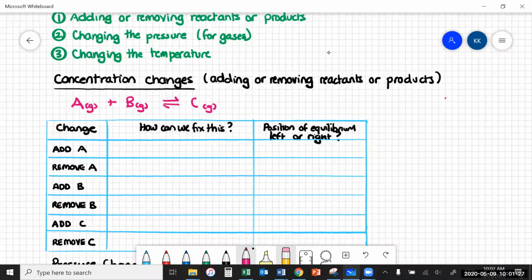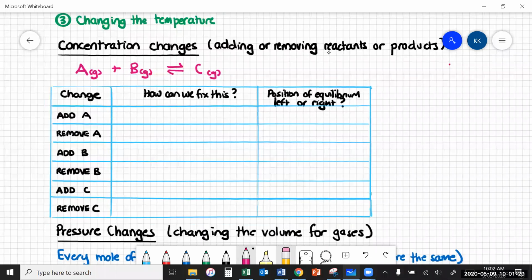Concentration changes. This is done by adding or removing reactants and products, and this can be done by injecting more gases into a system or removing reactants or products by their reaction with other substances. But the overall change we're going to look at is that we've added or removed something. So let's have a look in our table here. We've got an equilibrium system, A and B in equilibrium with C. Okay, they're all gases. And what we're going to do is add some A.